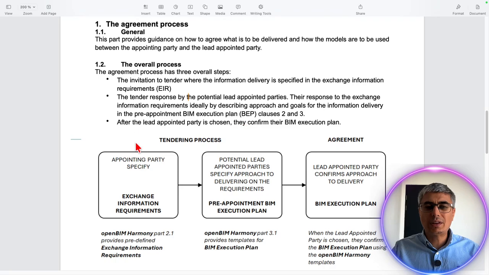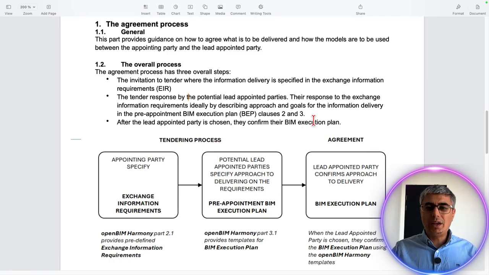Here is what happens under the tendering process. The appointing party specifies exchange information requirements. According to the reference, this is coming from openBIM Harmony Part 2.1, which provides predefined exchange information requirements. So again, let me simplify and read the references at the end. The appointing party specifies exchange information requirements. The potential lead appointed party specifies approach to delivering on the requirements using the pre-appointment BIM execution plan.